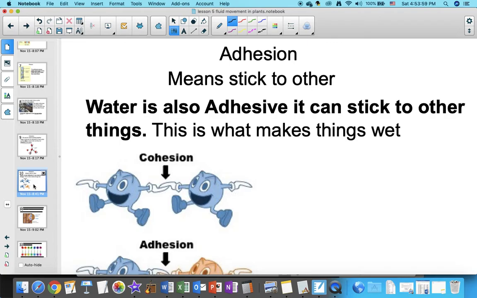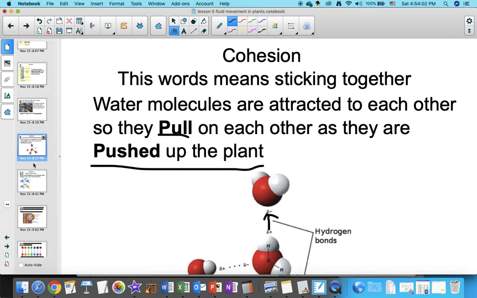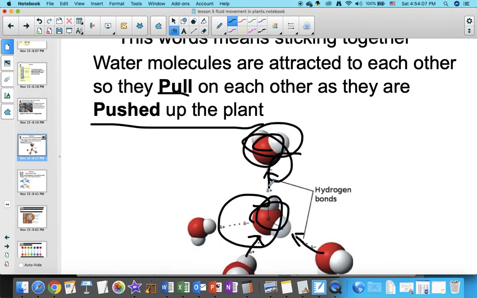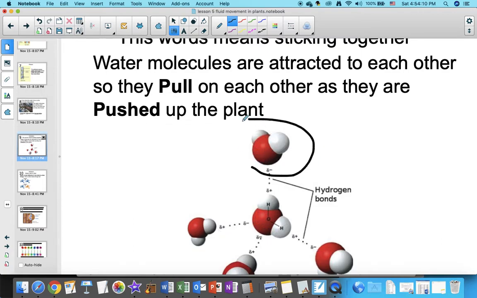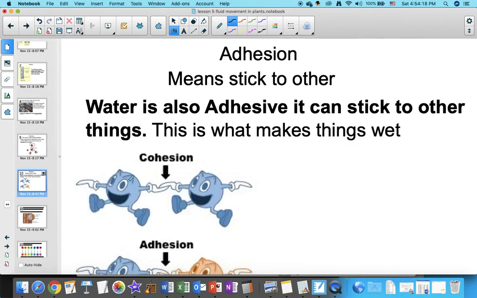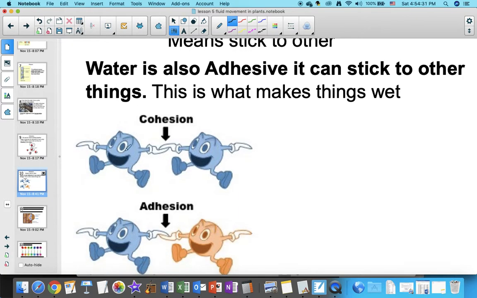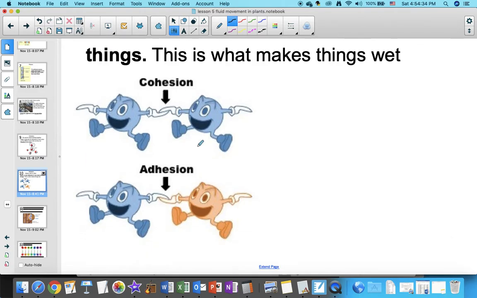Adhesion means stick to other. Cohesion means stick together, right? You have water molecules, and water molecules, and they're attracted to each other. This water molecule is attracted to this water molecule, and it's pulling this water molecule up, and they're both water molecules. Adhesion means to stick to something else. So water is also attracted to other things. So not only is it attracted to itself, it's attracted to other things. And this is what makes things wet. So cohesion, if you have a water molecule here, they're attracting other water molecules. Adhesion, the water molecule is attracted to other things.